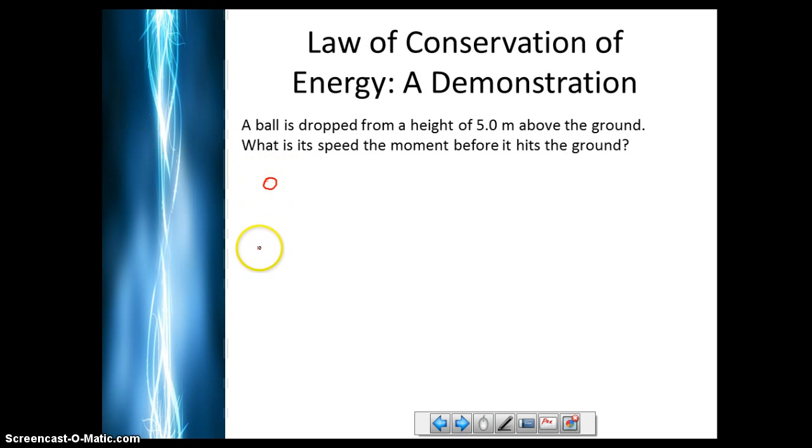So we'll have a ball, we'll have the ground, and I'm going to say that this ground is where my gravitational potential energy is going to be equal to 0 joules. Okay, so I've set my reference point to be the ground, and that means that this ball is starting at a height of 5 meters above the ground. Our acceleration of gravity is 9.8 meters per second squared.